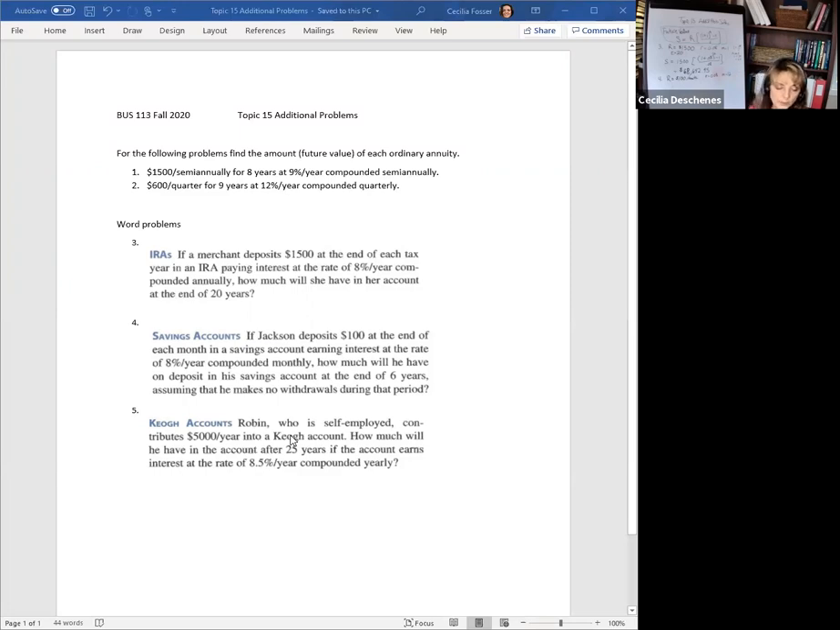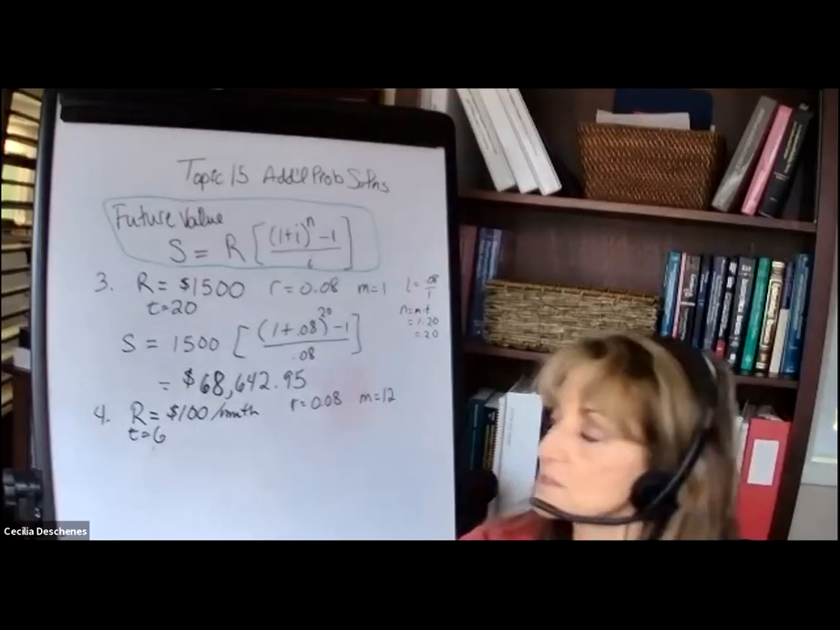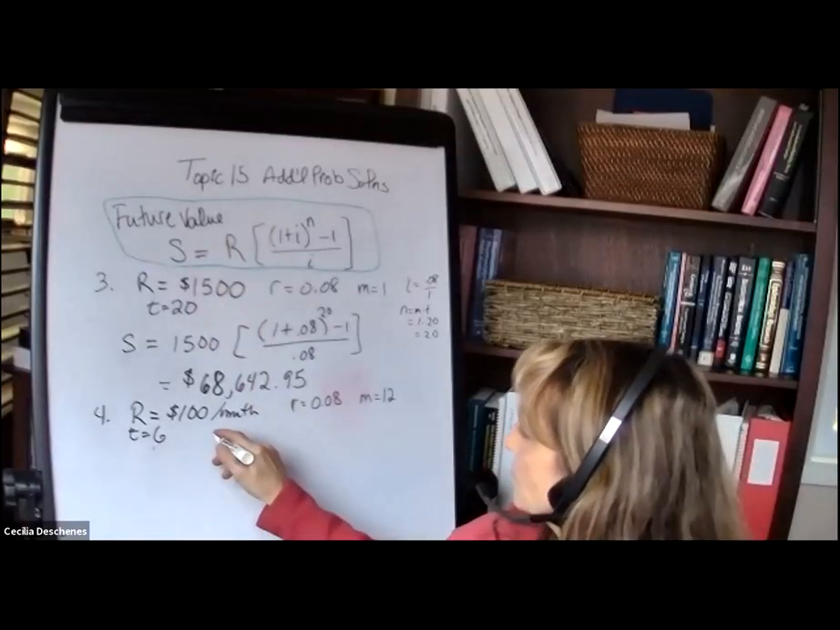Okay, so if we do that, then how much will he have on deposit at the end of 6 years? So the term is 6. So we want to know where we're at after 6 years, assuming he makes no withdrawals, of course. So let's go in and use our formula again and figure this out.